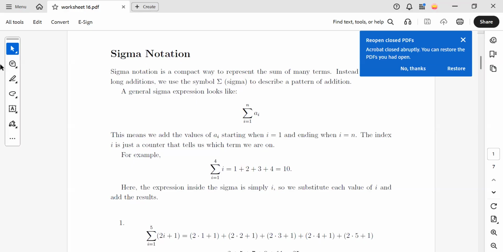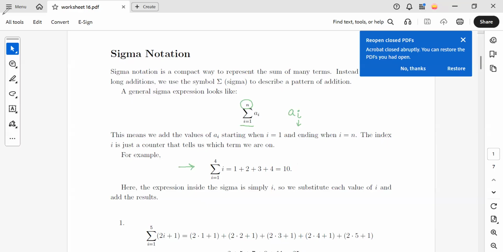And when we have a sub i, it means i is the counter and it changes from somewhere that is written here all the way to the last one, which usually is written here. As you see here, i is changing from 1 to 4. So when we have i as the first one, that would be 1 plus the second one plus the third one plus the fourth one. And in this case, i is the same as the counter.